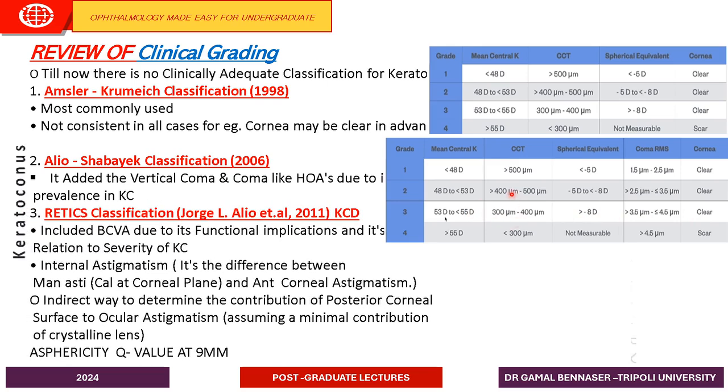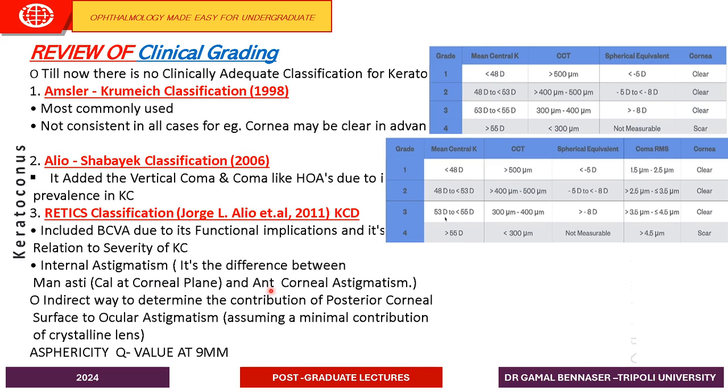The other classification is the RETICS classification in 2011, with the help of Jorge Alió, in Spain, and they incorporated the best corrected visual acuity as a functional classification among keratoconus, not just the refraction of the patient, but also the best corrected visual acuity. It also incorporates what is known as the internal astigmatism. They assume that there is not much contribution of the lens in the astigmatism. So they defined internal astigmatism by subtracting the manifest astigmatism from the anterior surface corneal astigmatism. The residual astigmatism will represent the posterior corneal surface, and as you know, the posterior corneal surface is the first to be affected in keratoconus, neglecting the contribution of the lens in the internal astigmatism.